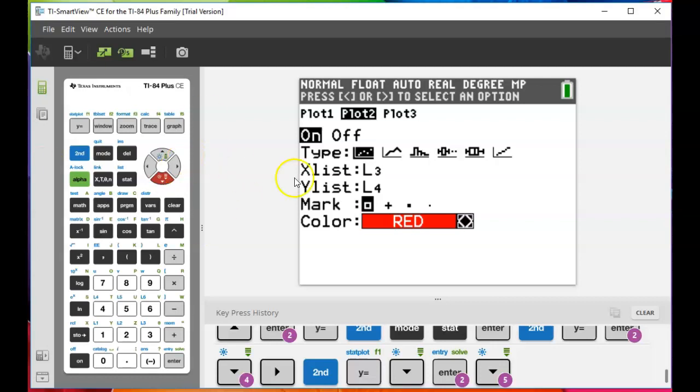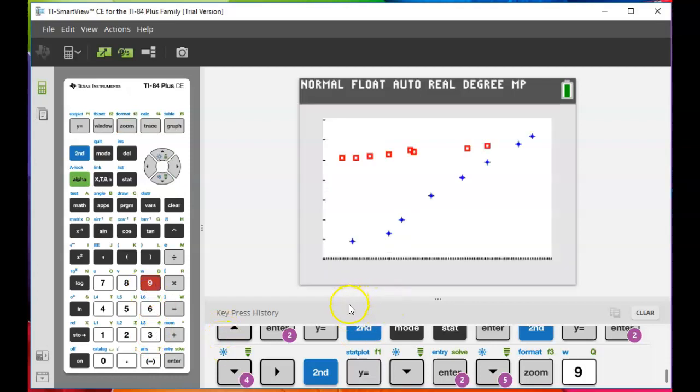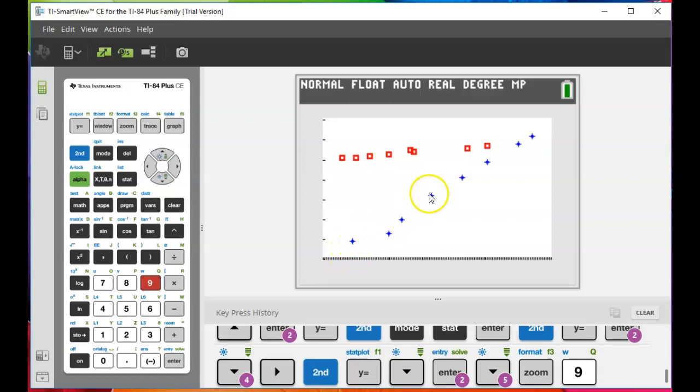what is what. Now that I have all of this on here, I'm going to go to Zoom, and Zoom 9 is Zoom Stat. That means it sets our window according to our stats. And hit 9. And here's my two sets of data. So my first set of data looks like it's a positive sloped line going lower left to upper right. And then we have a much lesser sloped line here with the red dots. That was our second set of data that we used. So we get a pretty good idea of what it looks like here.